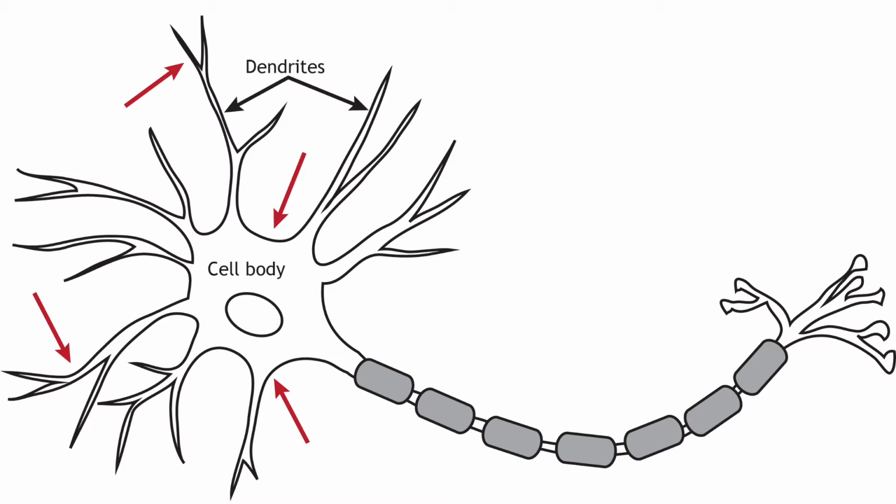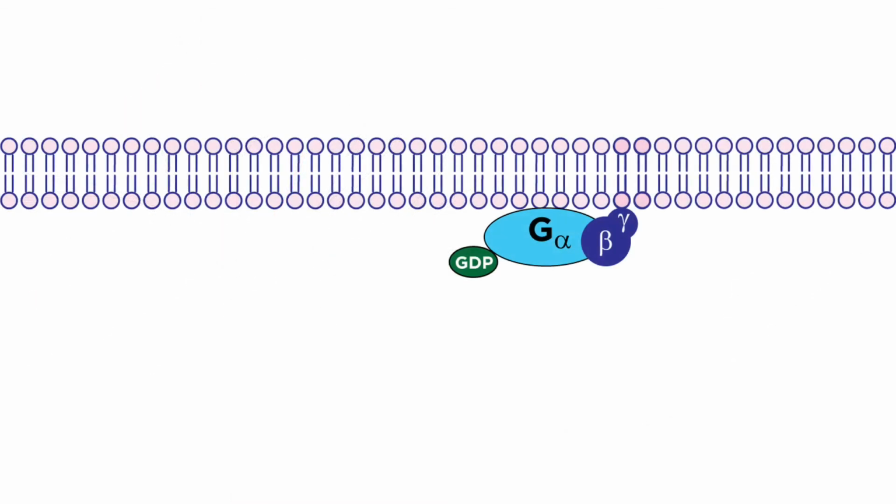G-protein coupled receptors have slower effects than ionotropic receptors, but they can have long-lasting effects, unlike the brief action of a postsynaptic potential. G-proteins are enzymes with 3 subunits, alpha, beta, and gamma. In the resting state of the G-protein complex, the alpha subunit is bound to a GDP molecule. There are multiple types of alpha subunits, and each initiates different cellular cascades in the neuron.